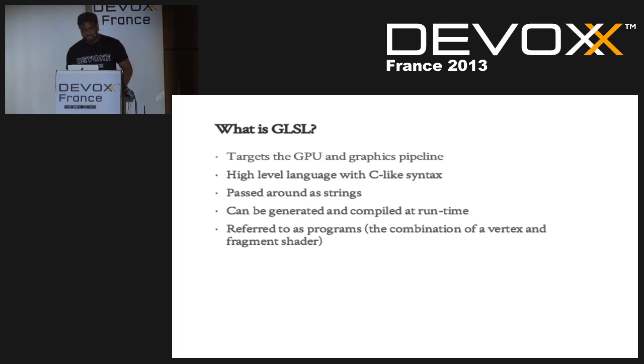GLSL is an acronym for graphics shader language. And it's basically a way to target the GPU and the graphics pipeline. And this was kind of what I was talking about with shaders. It uses a language that's very close to C, which is not fun for me because I hate C. You can pass these shader programs around as strings. They can be generated and compiled and run at runtime. And the combination of a vertex shader and a pixel shader is called a program.